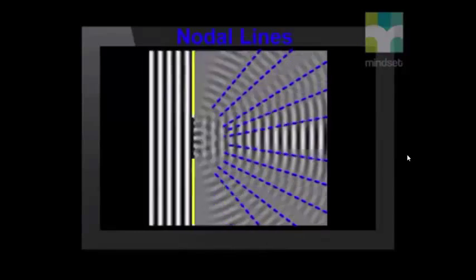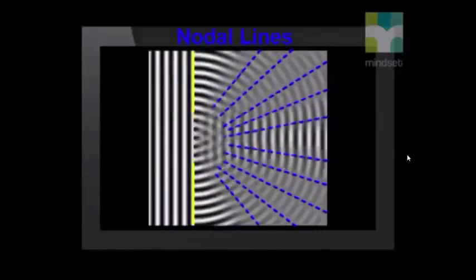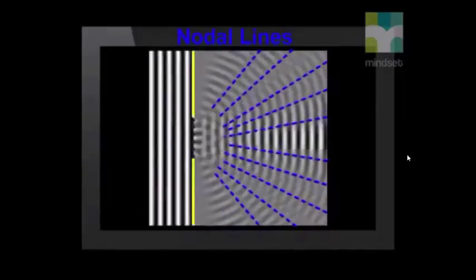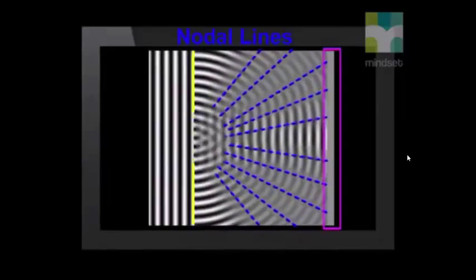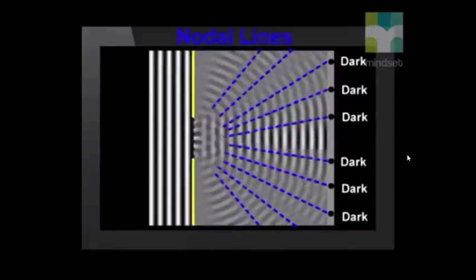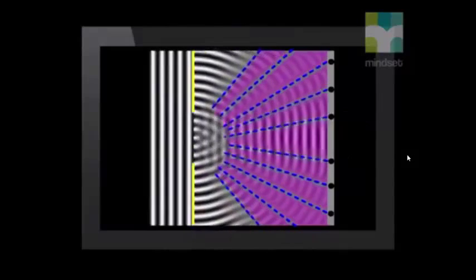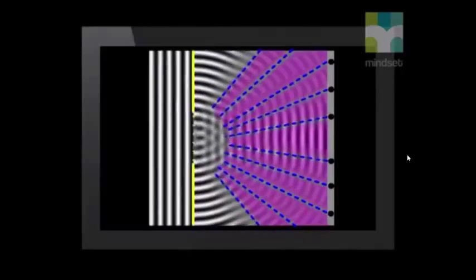Now watch this computer simulation of points in the gap making their own little waves. The circular waves interfere with each other. Can you see the nodal lines spreading out to each side of the gap? Along those lines, the wavelets interfere destructively and we get zero amplitude. The nodal lines reach the screen on the right-hand side, and there, at all those places, the screen will be dark. But at other places, the screen will be bright, where the wavelets interfere constructively.